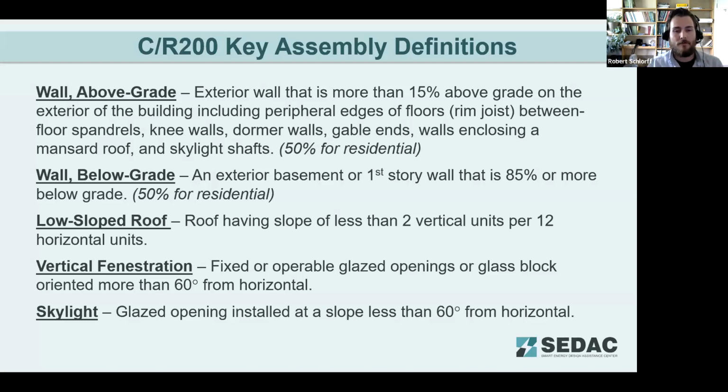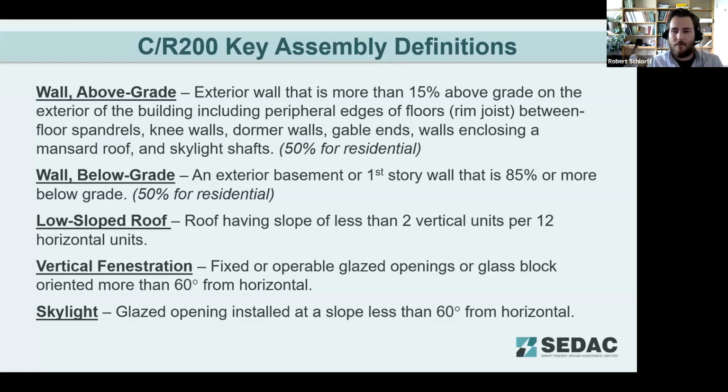A low sloped roof. A low slope roof is a roof having a slope of less than 2 vertical units per 12 horizontal units. There is no such thing as a flat roof in reality. Anything that is referred to as a flat roof is actually a low sloped roof. So there is no flat roof definition within the code.